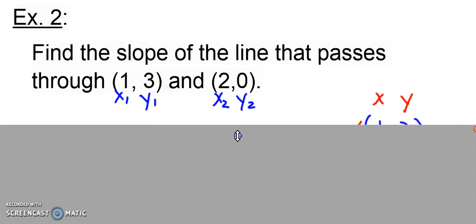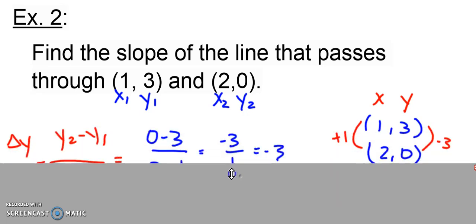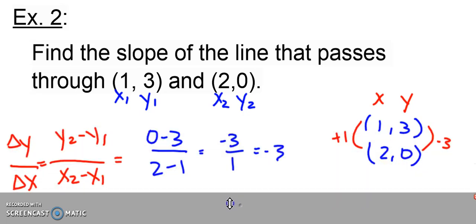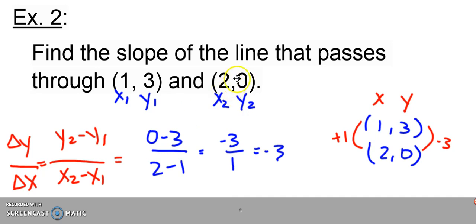All right, so we're back, and this is how I worked it out. So I labeled my points. I took my y2, which was 0, subtracted 3, which was my y1, took my x2, which was 2, subtracted x1, which is 1, and then worked it out. I got -3 over 1, which is -3.